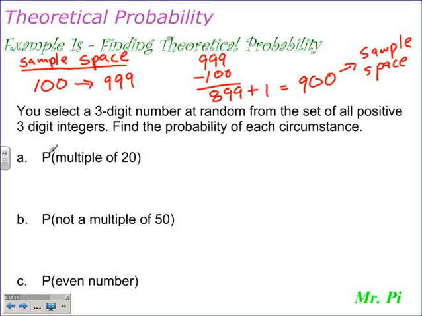Now, the first one here is the probability of a multiple of 20. We know our denominator is going to be 900. Now we have to figure out the favorable outcomes. This is the total number of outcomes. We have to figure out the favorable number of outcomes. And to do that, I'll make a little list. The multiples of 20, starting at 100. 100 is a multiple of 20. 120 is a multiple of 20. 140 is a multiple of 20. 160 is a multiple of 20. And 180 is a multiple of 20.